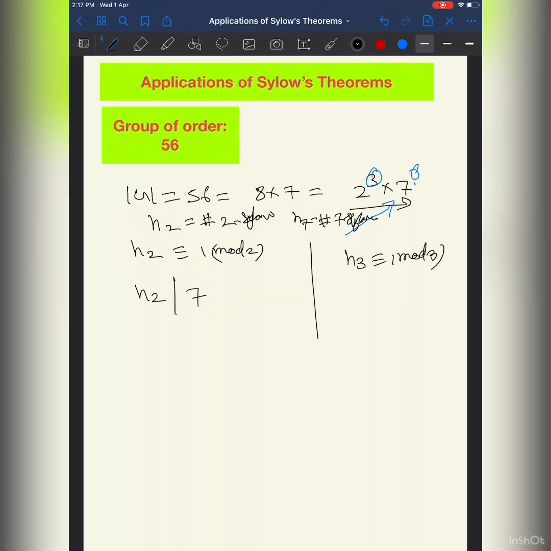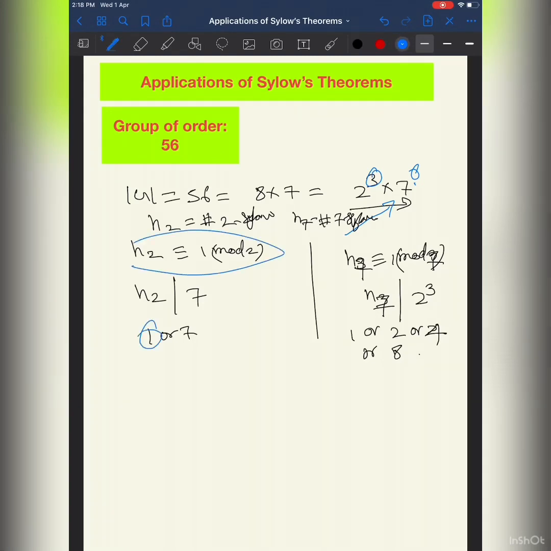Similarly, n7 is congruent to 1 mod 7, and n7 divides 2 cubed. Here n2 is 1 or 7, and n7 is 1 or 2 or 4 or 8, that is 1, 2, 2 squared, 2 cubed. Yeah, fine.